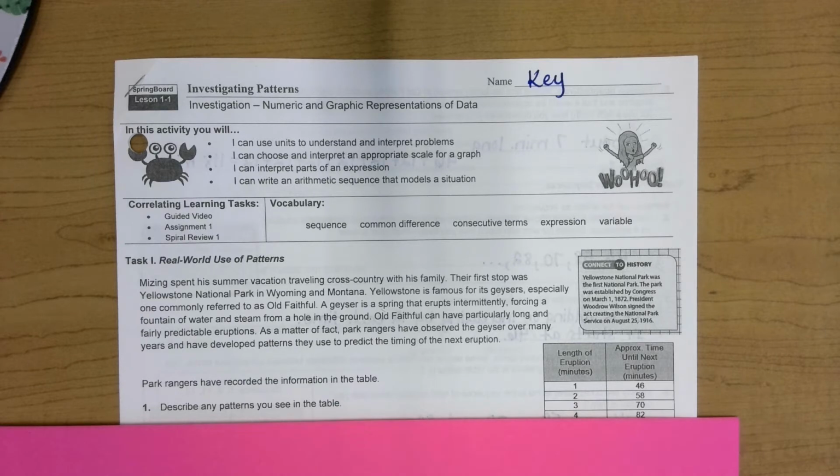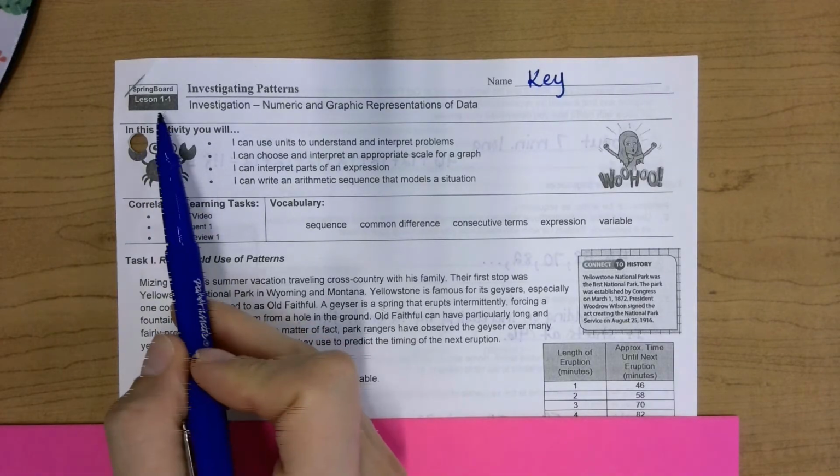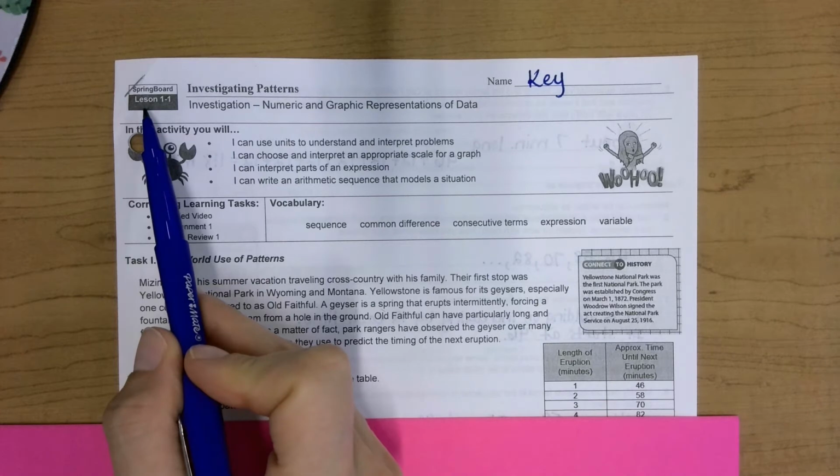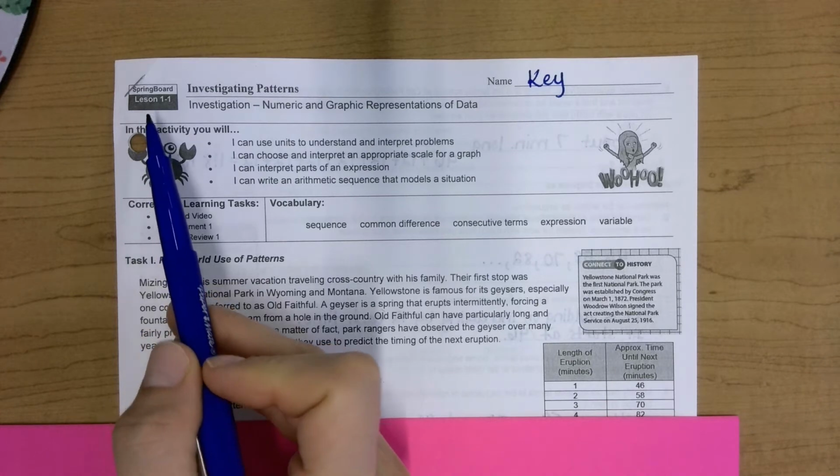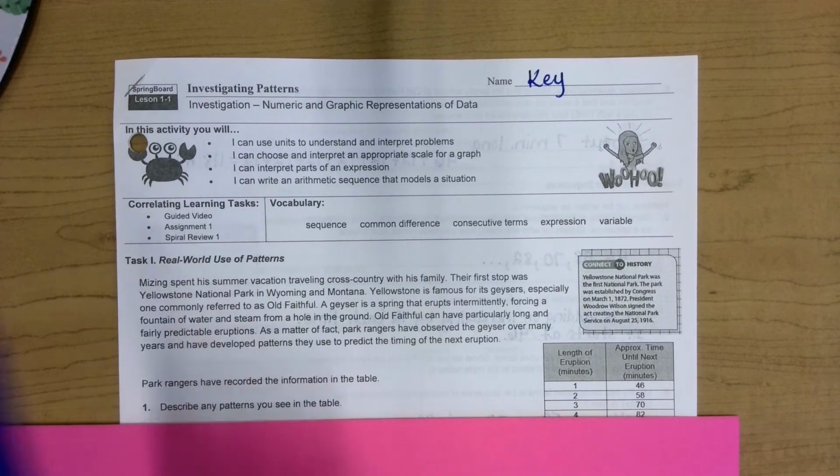Make sure you have this classwork set of notes to fill out as you're going through the video. A way to know that you're on the correct one is it will say lesson 1.1 at the top left. That should have two S's. So this is investigation, numeric, and graphic representations of data.